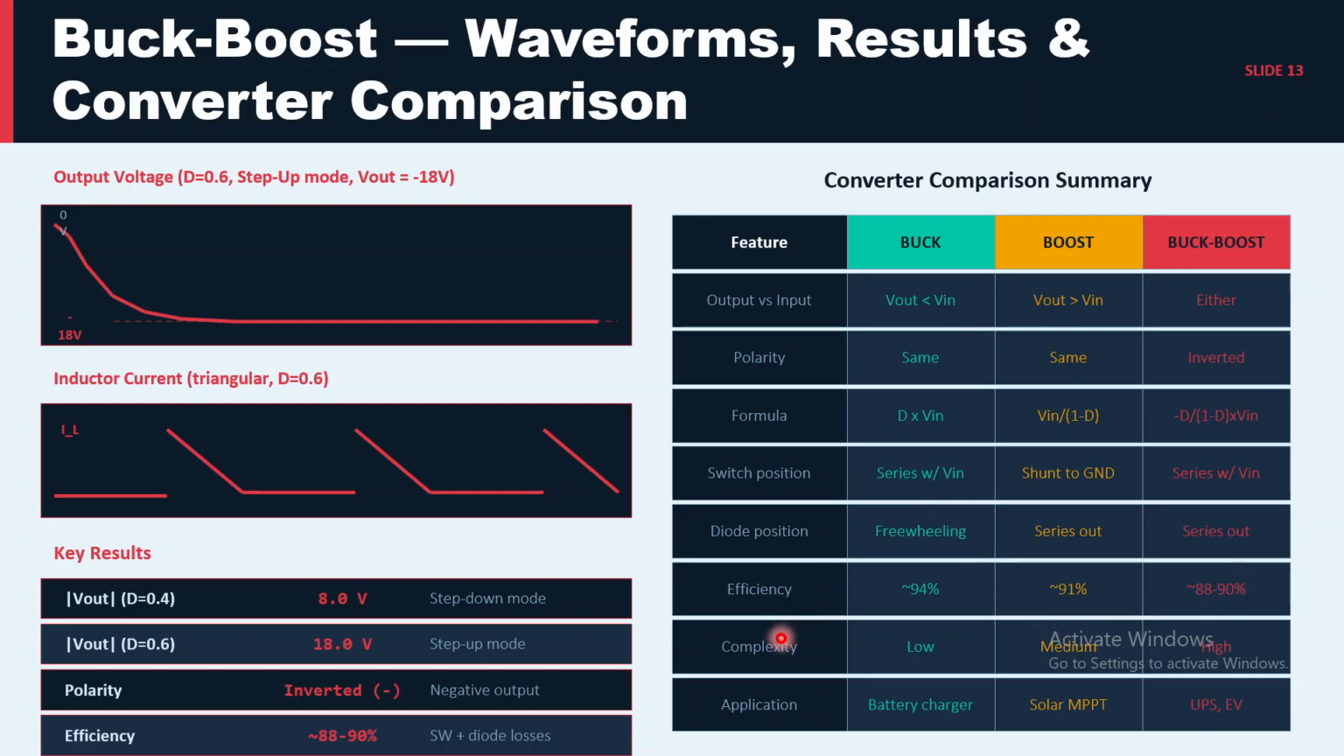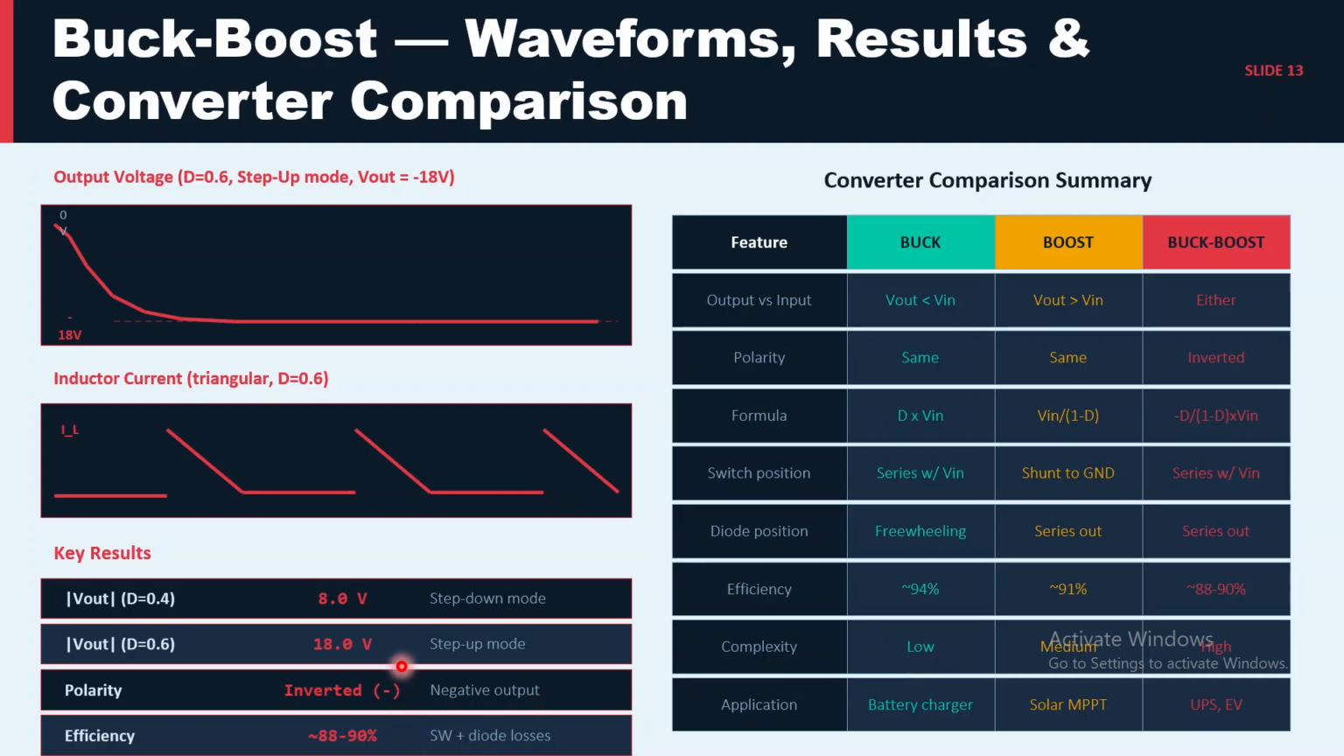When it comes to complexity, the buck converter is simple, with simple connections and very few components. The boost converter is medium, so compared to the buck converter it is more complex, in connections and also in parameters. And the buck boost is very high, it is the most complex. Applications, as we already discussed: buck converters are mainly used in battery chargers, boost converters are used in solar panels, and buck boost converters are used in UPS.